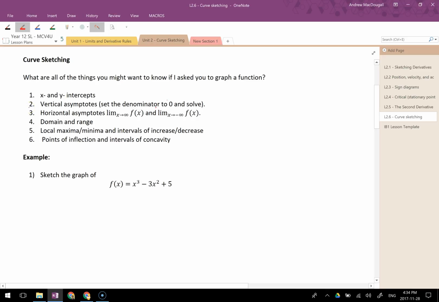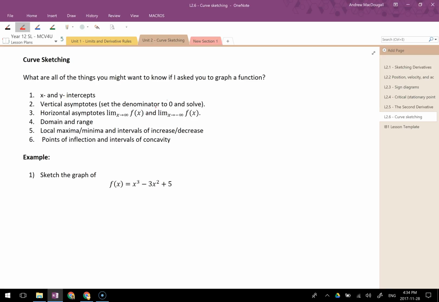Horizontal asymptotes. Really, horizontal asymptotes are limits of our function as x goes to infinity and as x goes to negative infinity. Basically, it's like asking what happens as x goes to positive infinity, or what happens as x goes to negative infinity. Does it get really, really close to some value? So that's how we get horizontal asymptotes. Really, we just take limits.